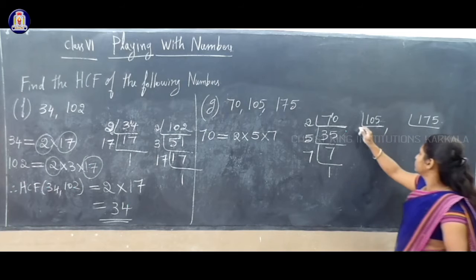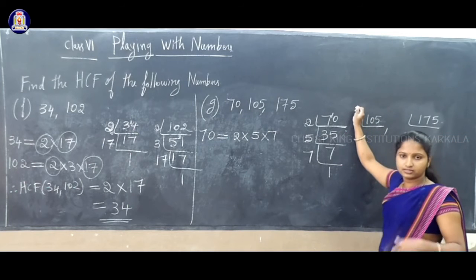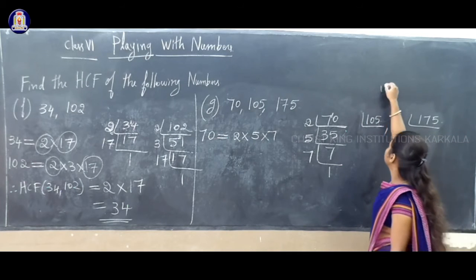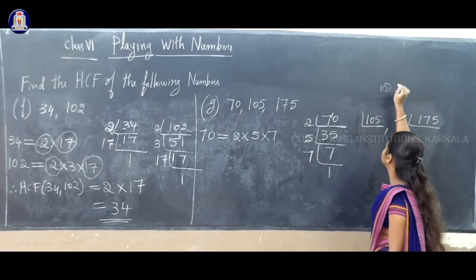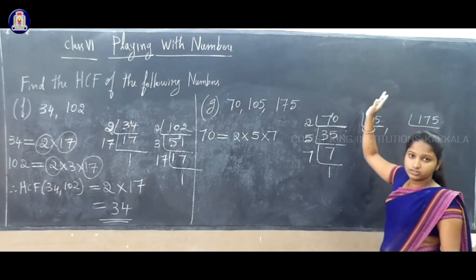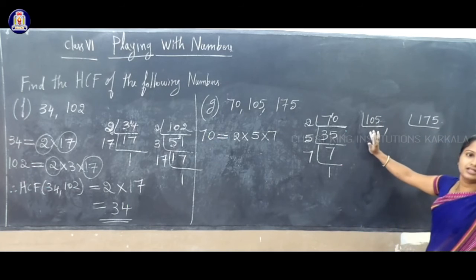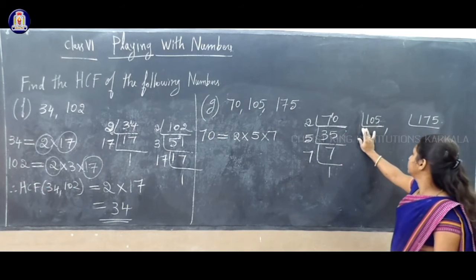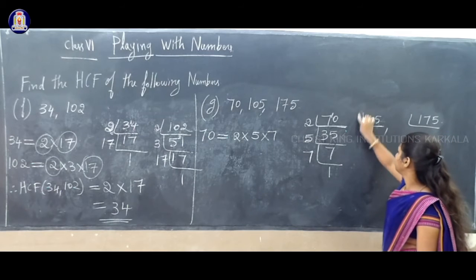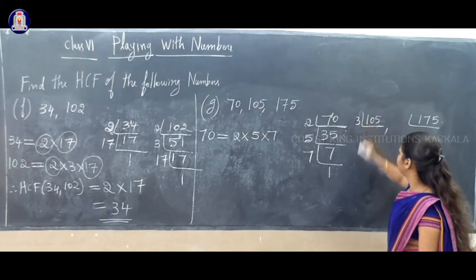Now sometimes 3 also divides, because in the 3 table you get 15, and the last digit of 15 is 5. So you have to check whether 3 divides or not. Here 3 will not divide. Is it divisible? Yes, it divides. First check whether 3 divides or not.